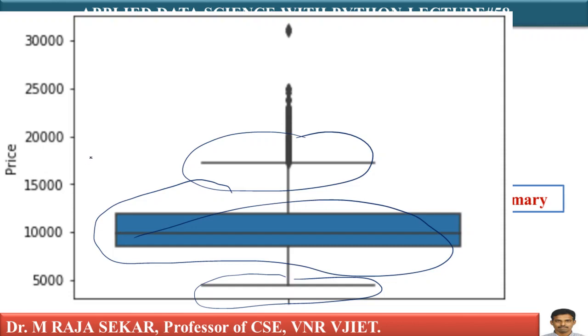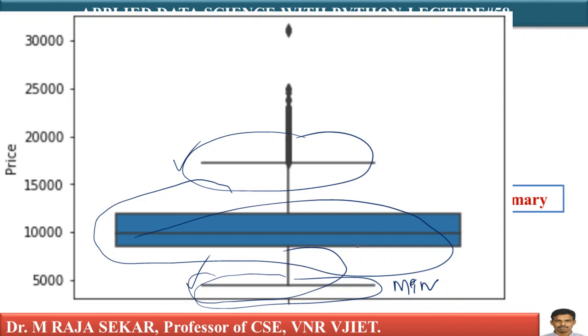Now let me proceed further. Horizontal lines are called whiskers. This is a horizontal line, and this is another horizontal line. This lower one is called the lower whisker, the representation of the minimum value, excluding the outliers. I will discuss these outliers also in future classes in a detailed manner.